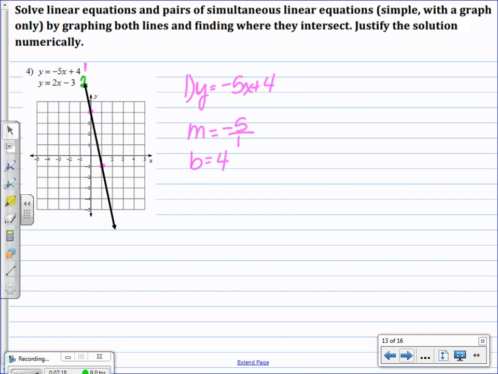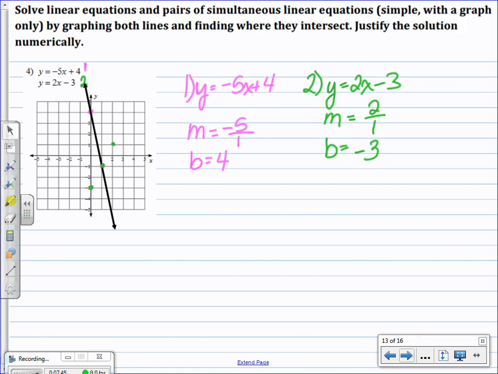So now I'm going to go to my second equation, which says y equals 2x minus 3. And I'm going to do the same thing. I want to find my slope and my y-intercept. My slope is 2 over 1, and my y-intercept is negative 3. So I'm going to start at negative 3 on my y-axis, and this time I'm going to go up 2 over 1, up 2 over 1, and I can continue to go up.